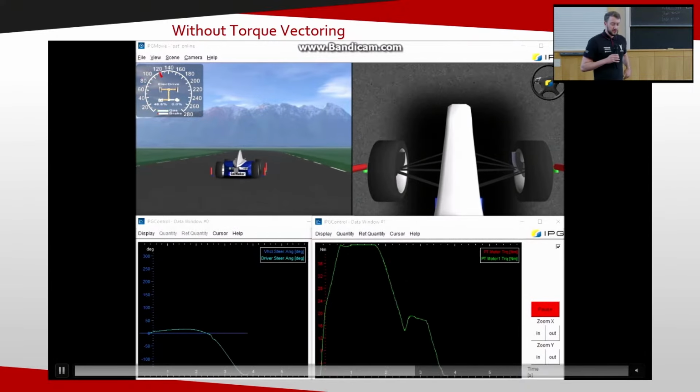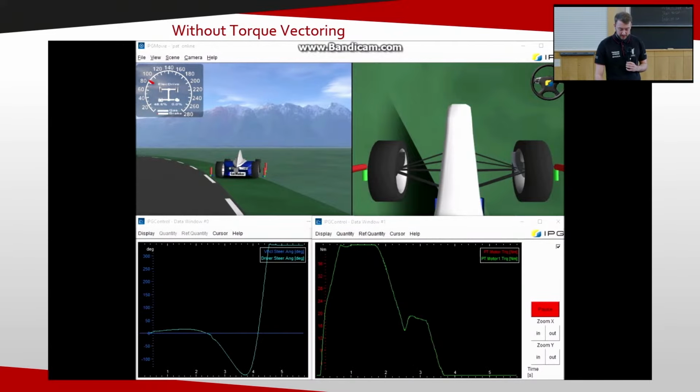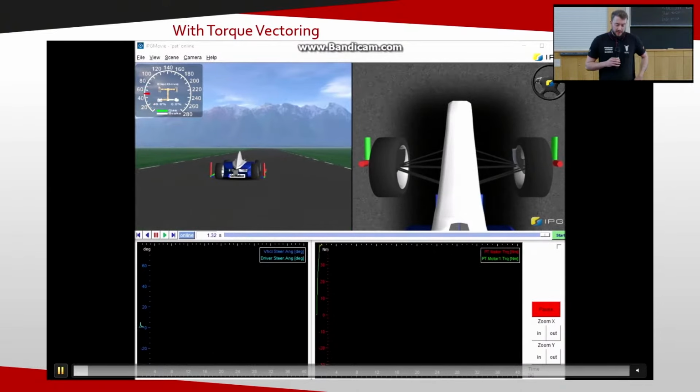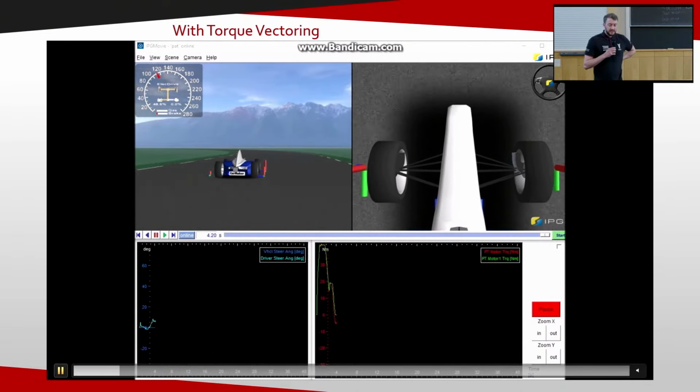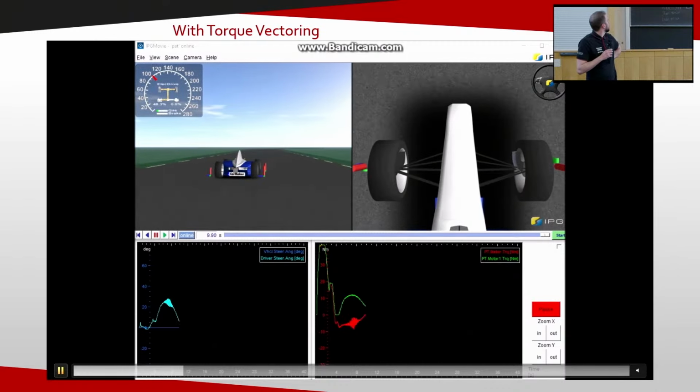So we are distributing, so we can steer the single wheels individually, and without torque vectoring you would simply drive out of the track as you have no steering, basically. But with torque vectoring you can replace the steering of the driver, and then you can simply drive corners.